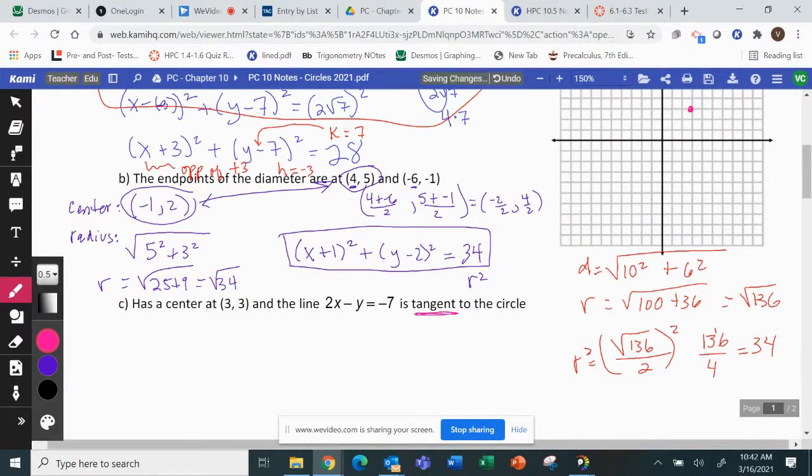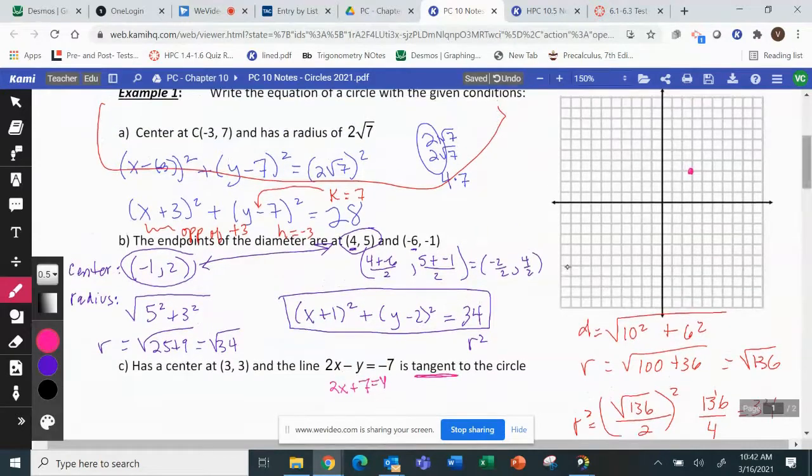How do I graph a line in standard form? What would you guys do? How do I graph that line? You can make it y equals. So I'll add my y and add my 7. So if I change it into that form, now it's in mx plus b. So I'm going to begin at what? Y-intercept at 7. And then slope is 2.